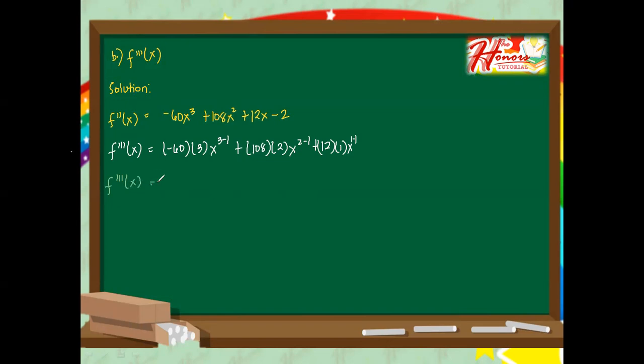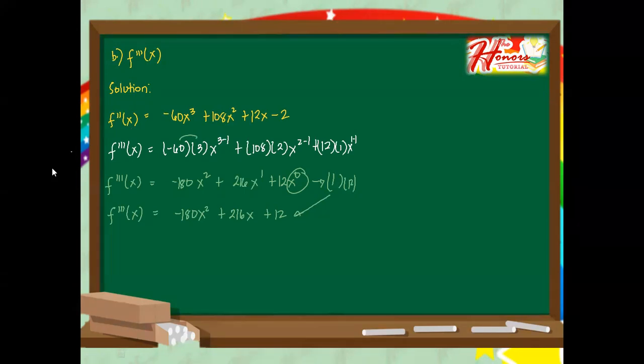Third derivative is equal to negative 60 times 3, that's negative 180 here. X raised to 3 minus 1, that's 2, plus 108 times 2, that's 216. X raised to 2 minus 1, that's 1, plus 12 times 1, that's 12. X raised to 1 minus 1 is 0. So the third derivative here is equal to negative 180x squared plus 216x plus 12. Why is it plus 12? Because x raised to 0 is equal to 1. 1 times 12 is equal to 12. So that's it for this topic.